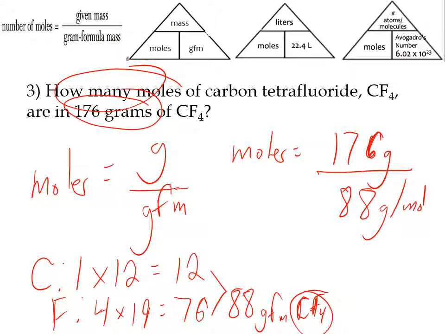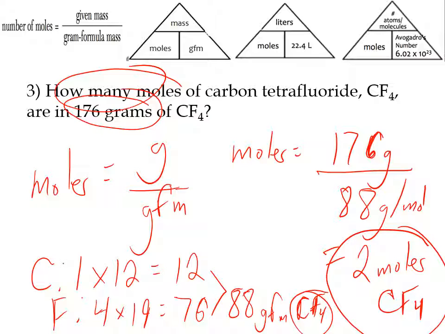So 176 divided by 88, and that's going to come out to tell me that my moles equals 2 moles of CF4. If I have 176 grams and each mole weighs 88 grams, I have exactly twice as much as 1 mole, so that means I have 2 moles of CF4 contained in that 176 grams of CF4.